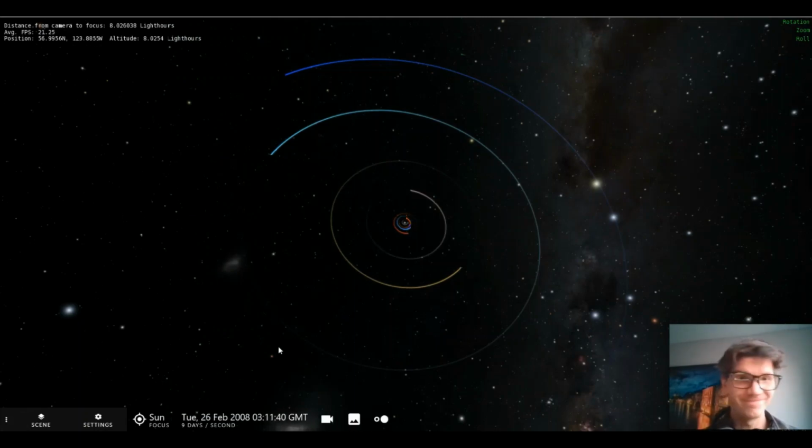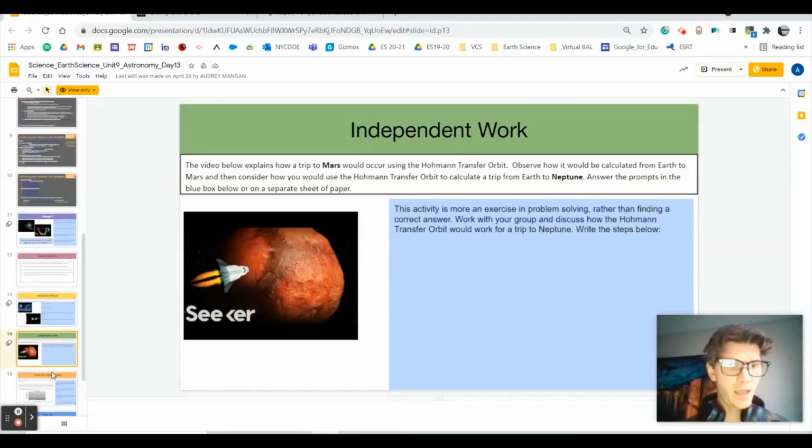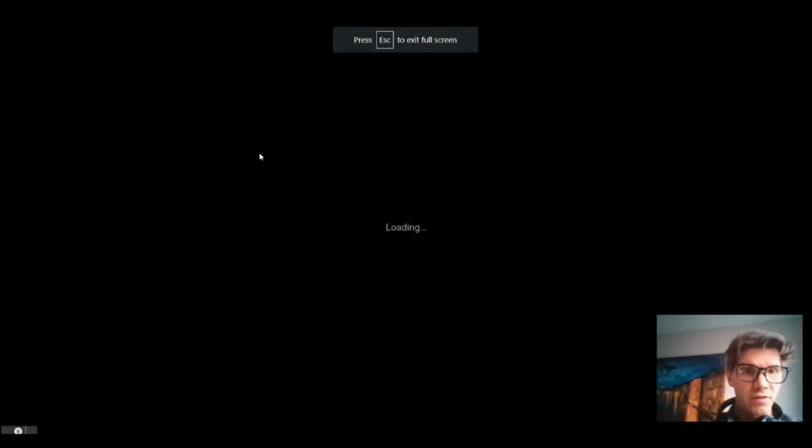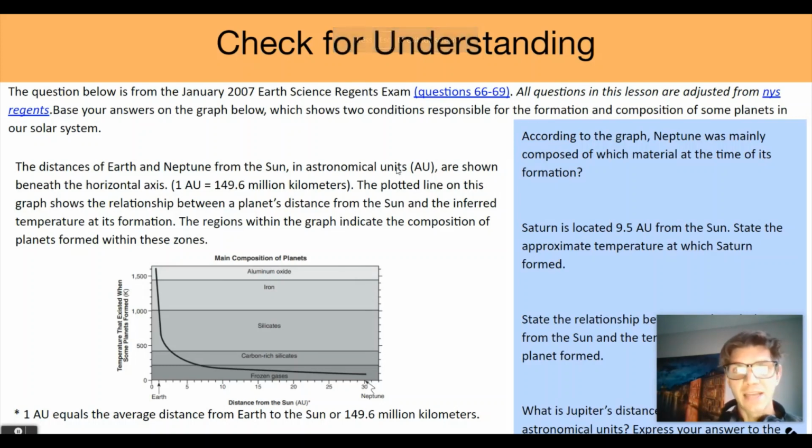So good luck. Okay, looking ahead for today, after you come up with your plan for traveling to Neptune, we have some practice with this series of Regents questions. So it says that the distances of Earth and Neptune from the Sun in astronomical units are shown beneath on the horizontal axis. And it gives us the distance of 1 astronomical unit there. The plotted line on this graph shows the relationship between a planet's distance from the Sun and the inferred temperature at its formation. The regions within the graph indicate the composition of the planets formed within these zones.